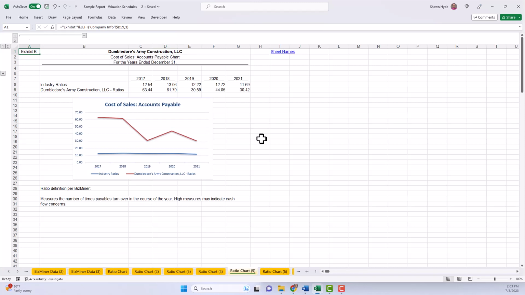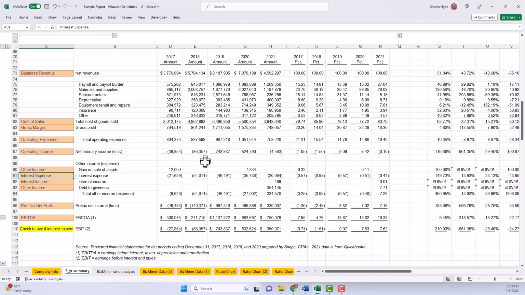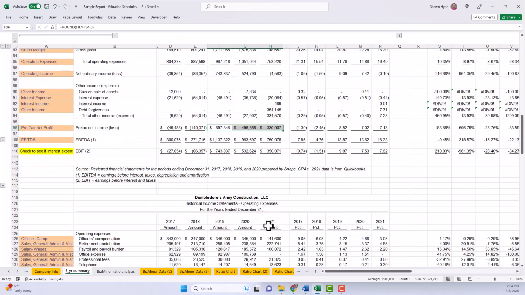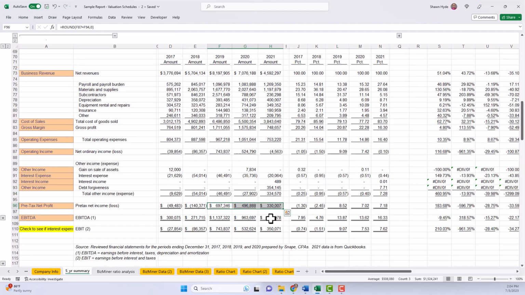Cost of sales to accounts payable. Measure of time, number of times payables turn over in the course of the year. High measures may indicate cash flow concerns. Well, do we have cash flow concerns with this particular company? You guys don't know because you've not completed the analysis. Let's go back and look at the financial statements. So in 18, we had losses, right? But overall, this company's been doing pretty good. We've got some other things they're bouncing around with. 21 was a down year.